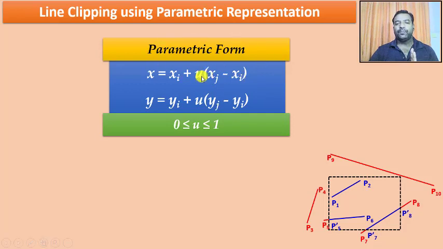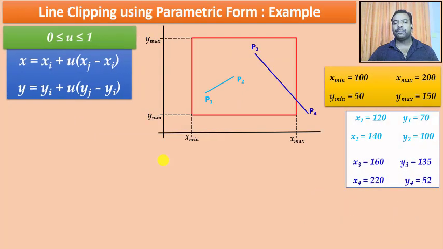If the value of u is between 0 and 1, then we say the point is intersecting the edge. If the value of u is not within the range of 0 to 1, then we say the line is not intersecting. You need not worry about any intersection point calculation. Hence, we are going to use this parametric form to clip the line. You will clearly understand how this is going to work, and what the u value is going to be and whether it's going to be in the range or not, by just looking at the example I discussed now. Now just look at this.